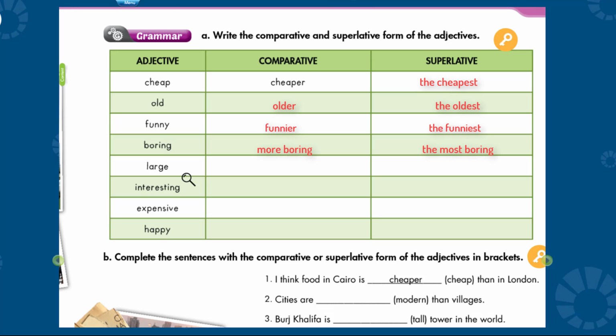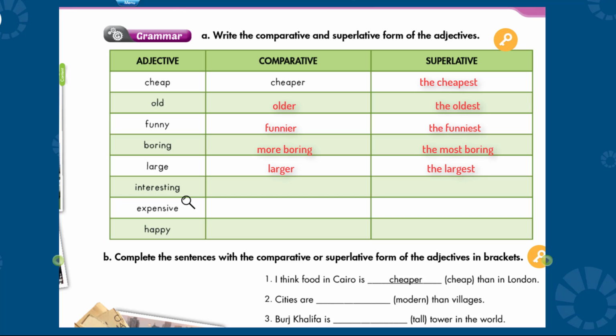Large is an adjective have 1 syllable ending with the letter E. So in comparative adjective we add R, letter R. In superlative adjective we add st, right? Large là tính từ có một âm tiết, tuy nhiên nó kết thúc bằng chữ cái e, thì như vậy ở trong so sánh hơn chúng ta chỉ việc thêm cái chữ cái r, và trong so sánh nhất thì chúng ta chỉ việc thêm cái đuôi st, right? Very good.